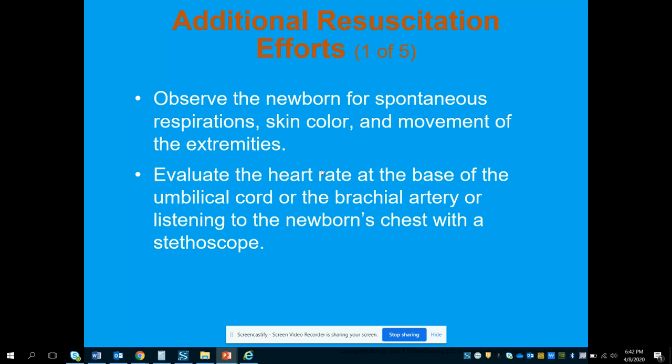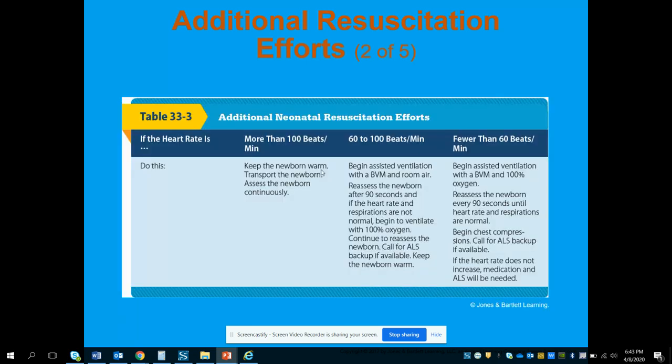Looking at some other additional resuscitation efforts, we want to observe the newborn for any spontaneous respirations, skin color, and movement of their extremities. So we're going to get that Apgar score that we talked about. We'll get to that in just a second. And we want to evaluate the heart rate at the base of the umbilical cord, if that might still be pulsating, or at the brachial artery, or by listening to their chest with a stethoscope to listen for their heart tones.